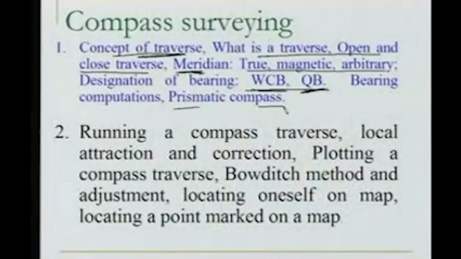And then finally we saw one kind of compass, which is the prismatic compass. We saw the specification of the instrument, how it is made, what the various parts of it are, and how we make use of this in the field.